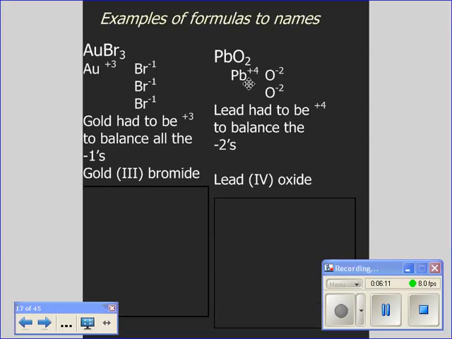Notice how if you were just going to be crisscrossing this 4 with this 2, you'd have Pb2O4. That will simplify to PbO2. We always want to show our formulas in the simplest ratio between the atoms involved.